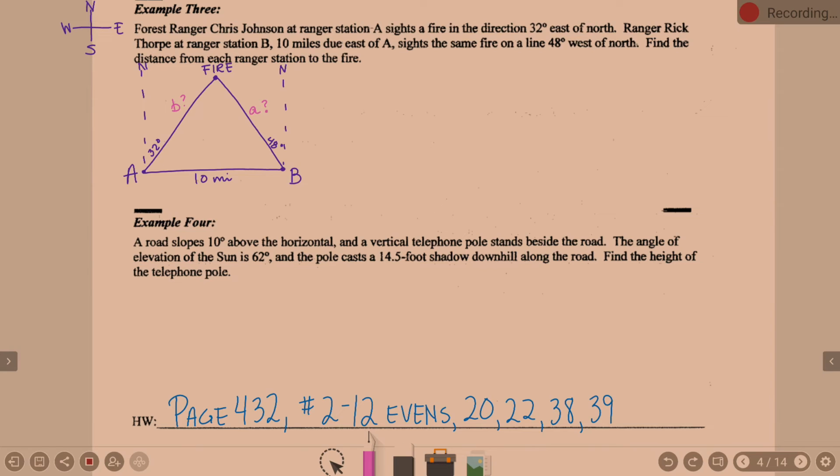Find the angles. Subtract those from 90. The angles we were given, the 32 degrees and 48 degrees, are part of a right angle. So throw in the vocabulary word if you want: they are complementary angles to another angle. So 90 minus 32, that angle is going to be 58 degrees. 90 minus 48 is 42 degrees.